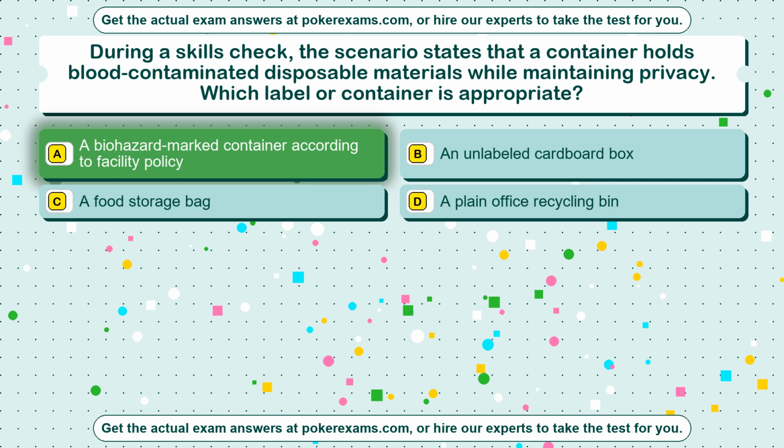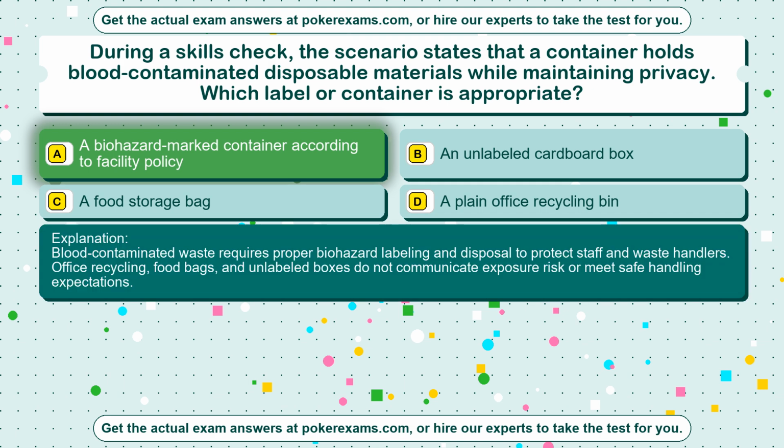The correct answer is option A. A biohazard marked container according to facility policy. Blood-contaminated waste requires proper biohazard labeling and disposal to protect staff and waste handlers. Office recycling, food bags, and unlabeled boxes do not communicate exposure risk or meet safe handling expectations.